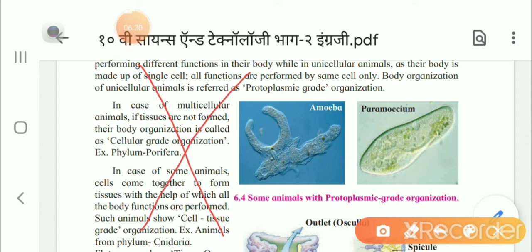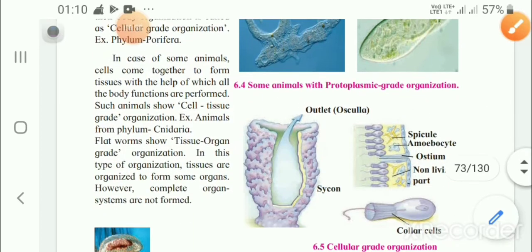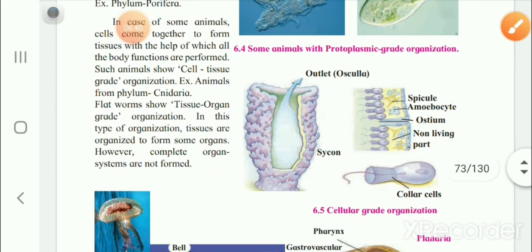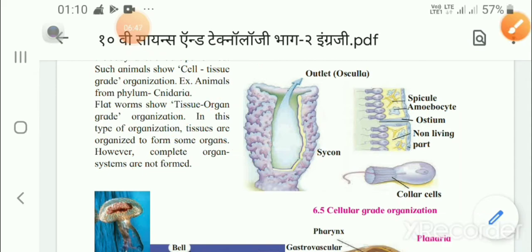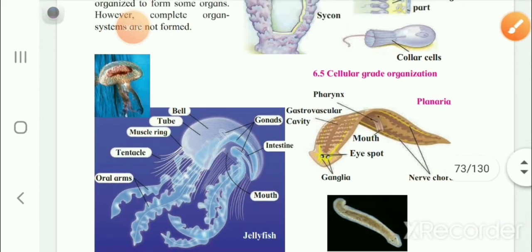Here you can see some animals with the protoplasmic grade of organization are there, as paramecium and amoeba. Now this full part is omitted for you. Further here you can see the structure of the jellyfish. This cellular grade of organization is already omitted for you.